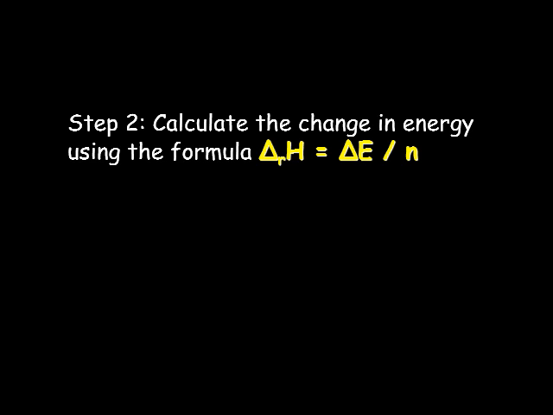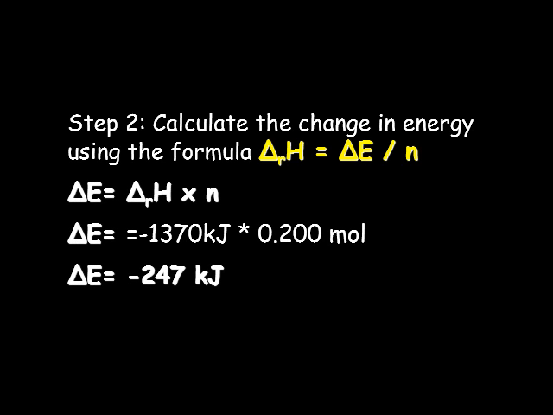The second step is to calculate the change in energy using the formula. The change in enthalpy of reaction equals the change in energy divided by the number of moles. So change in energy equals the change in the enthalpy of reaction times the number of moles. Putting the numbers in, it's going to be minus 1,370 multiplied by 0.2 to give a change in energy of minus 247 kilojoules. So what that's saying is that when you burn this 9.2 grams of ethanol, you're going to release 247 kilojoules of energy.